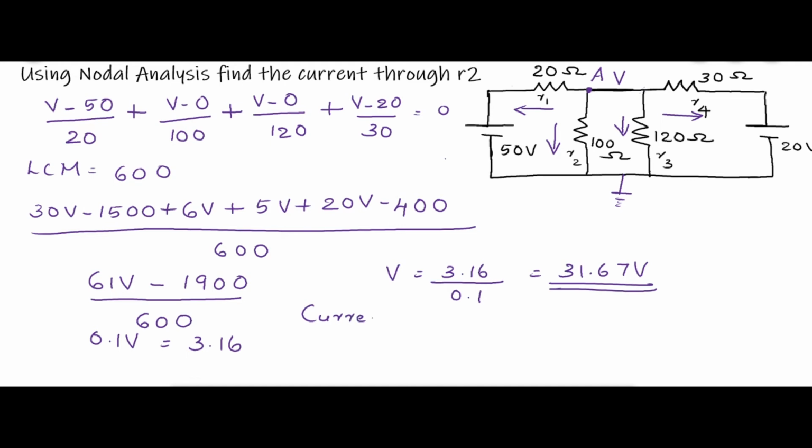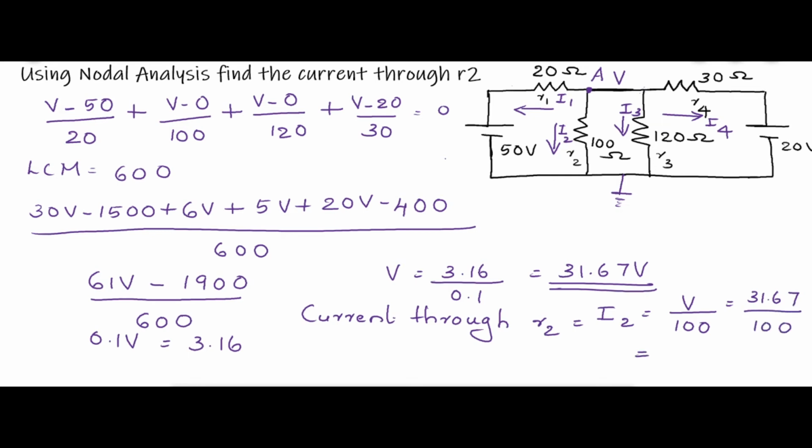Current through R2 is equal to, here I can state this as I1, this as I2, this one as I3 and this one as I4. So my current through R2 is I2. I2 is equal to V divided by 100. So V is 31.67 divided by 100. So you get the answer as 0.3167 ampere.